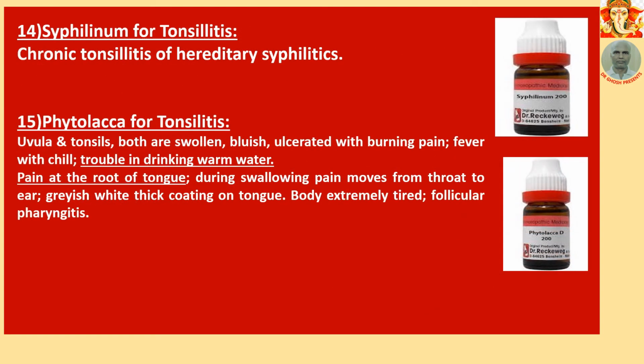14. Syphilinum for tonsillitis. Chronic tonsillitis of hereditary syphilitics. Number 15. Phytolacca for tonsillitis. Uvula, tonsil, both are swollen, bluish, ulcerated with burning pain. Fever with chill, trouble in drinking warm water. Pain at the root of tongue.